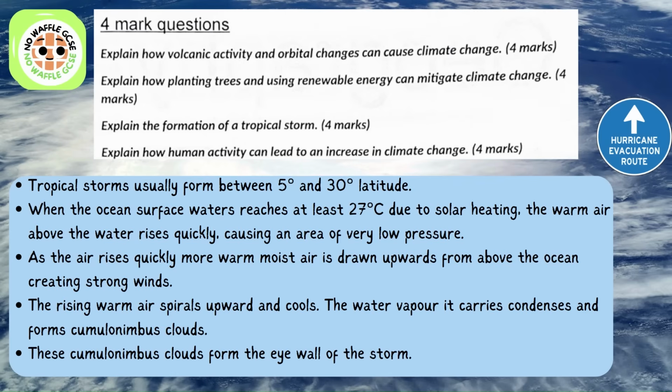Okay, explain how human activity can lead to an increase in climate change. So we need to think, okay, we've looked at natural causes in the first question, so now we have to look at the many different human causes.